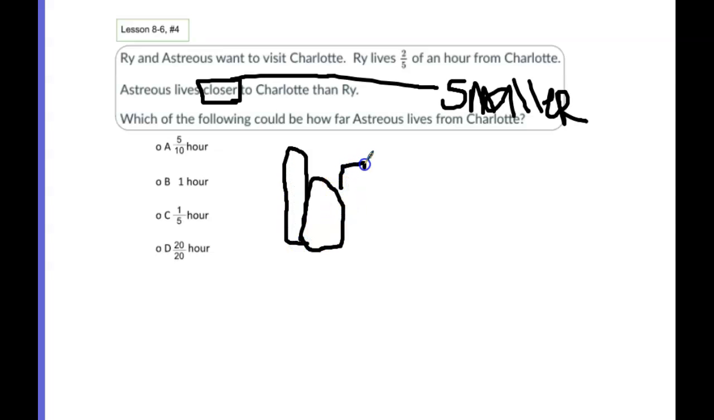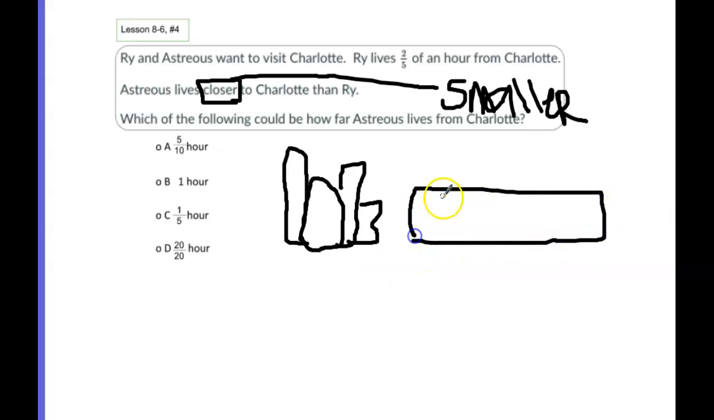These are like my cities in Charlotte. All right, so this is Charlotte, and Rye lives 2/5. So imagine me drawing this out for you. I just want to make a picture for you in your head. So this is 2/5. Rye lives 2/5 away from Charlotte.